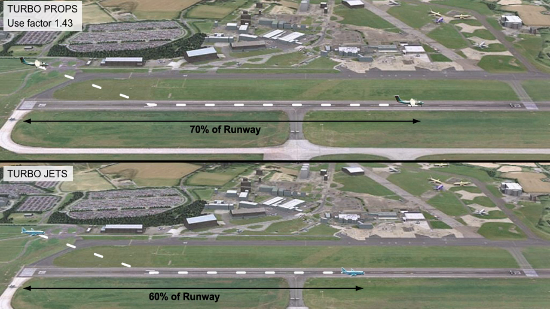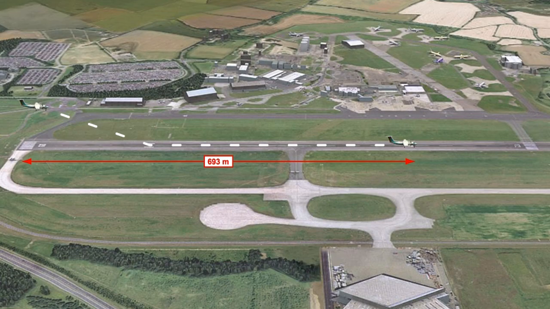This means that turbopropeller aeroplanes must be able to land within 70% of the landing distance available, but jet aeroplanes must land within 60% of the landing distance available. To help you calculate the relevant distance, use the factor 1.43 for turboprops and 1.67 for turbojets. Let's work through a few examples so you can become familiar in using them. A turboprop aeroplane has a calculated landing distance of 693 meters. What is the minimum length of landing distance that must be available at the airfield in order to comply with the regulations? In other words, we must work out what 693 meters is 70% of.